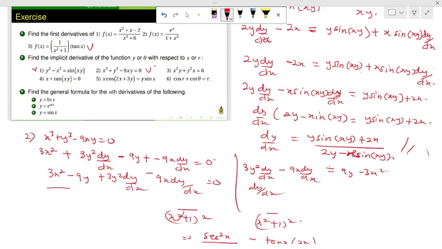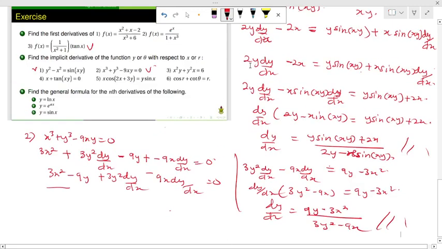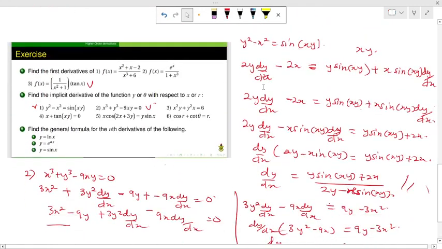I simply make my dy over dx the subject, so let me clean what I had here initially. So I'll factorize. I'll have 3y squared minus 9x is equal to 9y minus 3x squared. So dy over dx is equal to 9y minus 3x squared all over the expression 3y squared minus 9x. That's all. Let's move to the third one. So let me do some cleaning here so that you see it work.